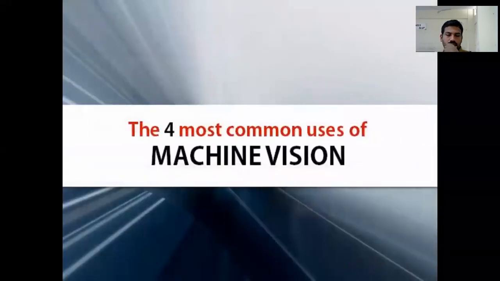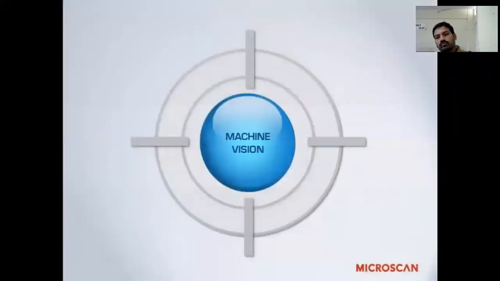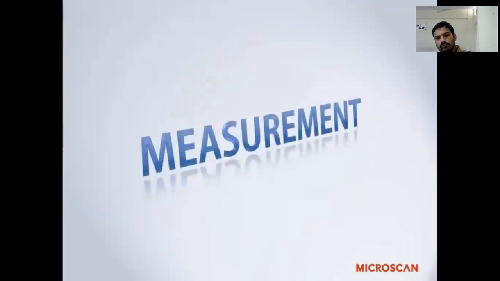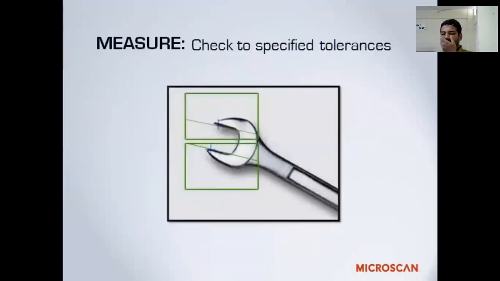Let's talk about some of the most common applications of machine vision. As it has developed, machine vision's applications have grown into 4 basic functions: measurement, counting, location, and decoding. Since its start, machine vision has been widely used for measurement. And by this, we mean the automated measurement by a machine. That measurement can then be checked to a specified tolerance.